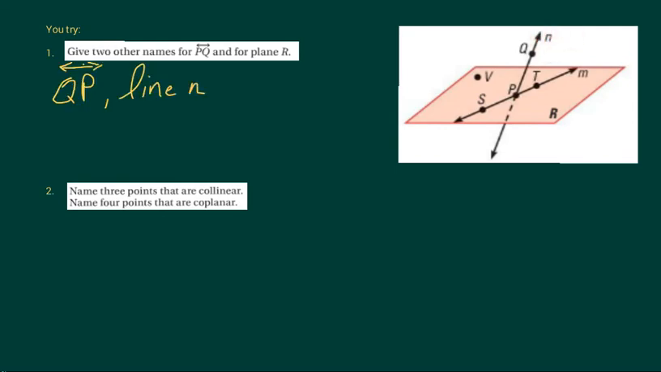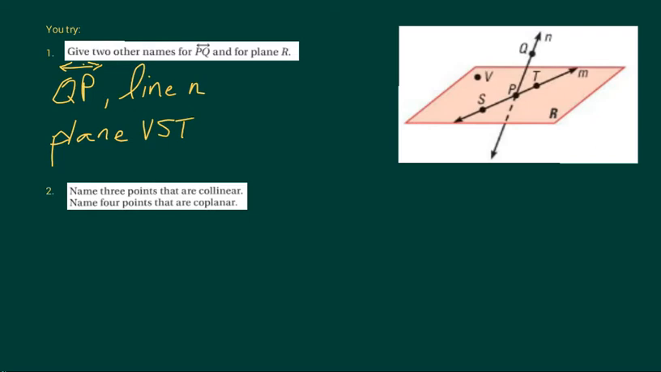For plane R, we can use any 3 points that are on plane R, so I think I'm going to use V, S, and T this time. And really you can mix those letters up differently. You could do it as STV or SVT or TVS. There's lots of different variations you can use even within the 3 letters.